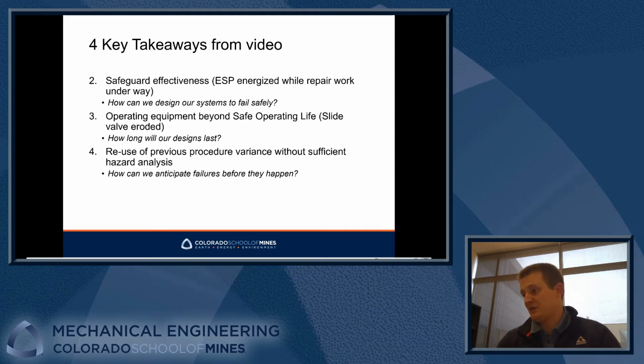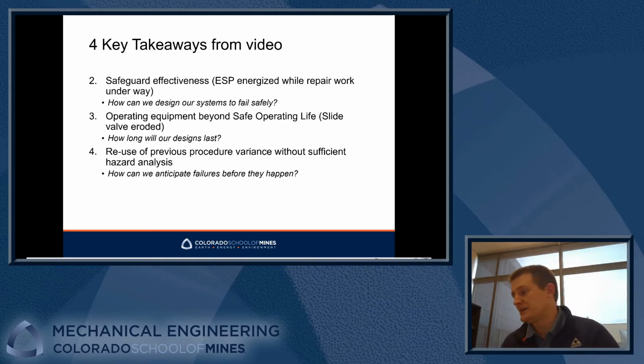So this kind of question that we're asking here is, how do we design our systems so that they fail safely? Can we think through how our system is designed so that if a failure occurs, we don't get a big catastrophic result? So had the ESP been shut down while they're doing maintenance work, there wouldn't have been nearly as many ignition sources for hydrocarbons to find, and you probably would not have had that big explosion.